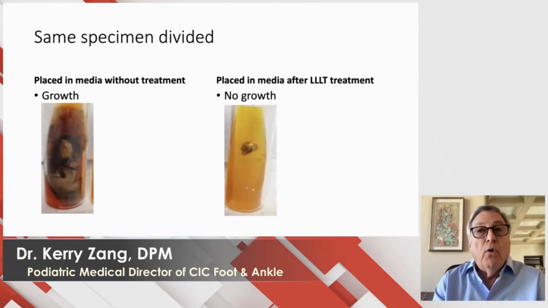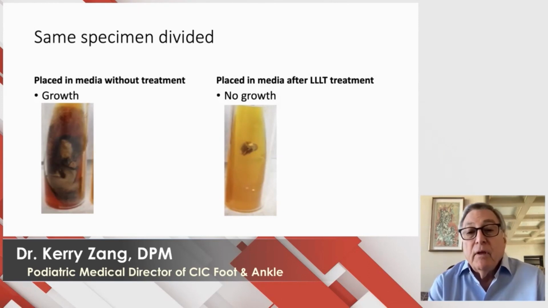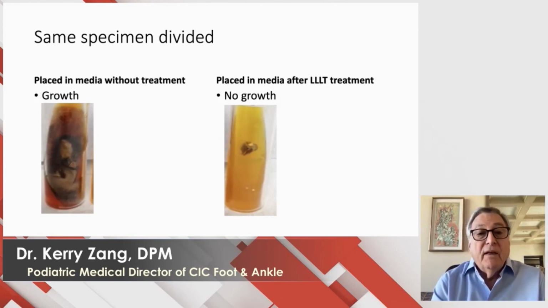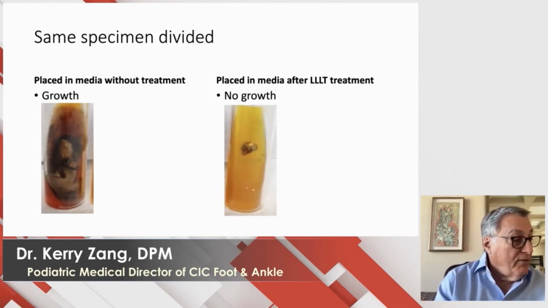One, without treatment, I placed, and it's on the left side of your screen, into Sabouraud media. And the other one was placed in a sterile container, and we administered the dual diode low laser photobiostimulation as per protocol for 12 minutes. And then that was placed in the media. And the difference is remarkable, and it's very, very obvious.